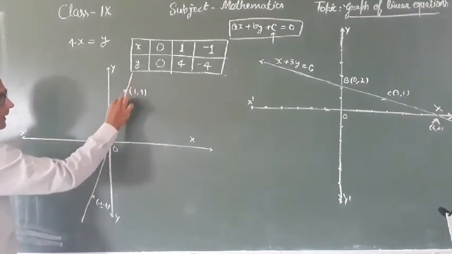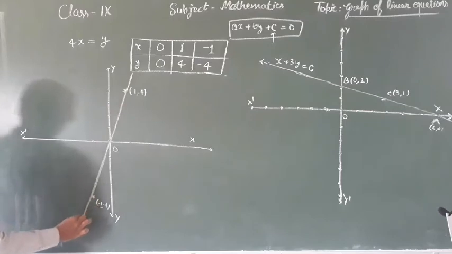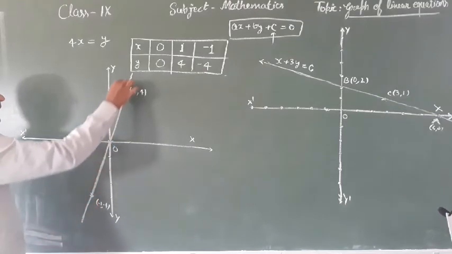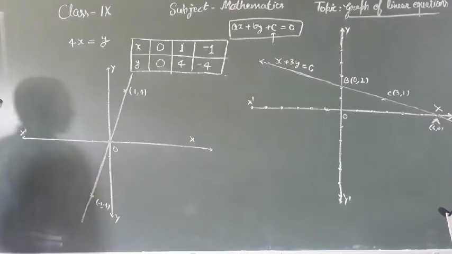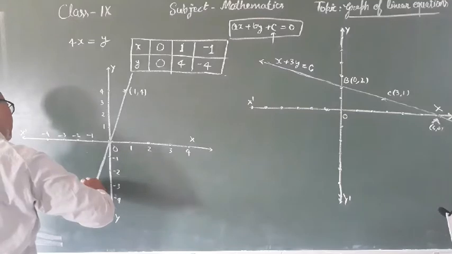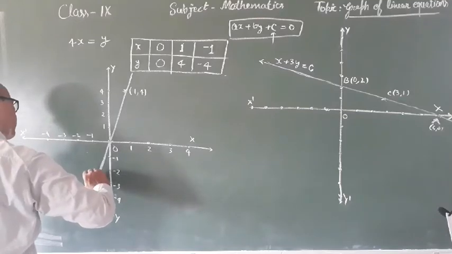It will be like this. You can clearly see that this line passes through the origin. This is the graphical representation of 4x minus y.